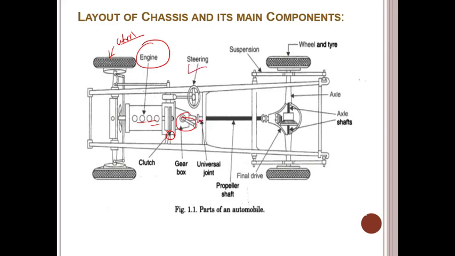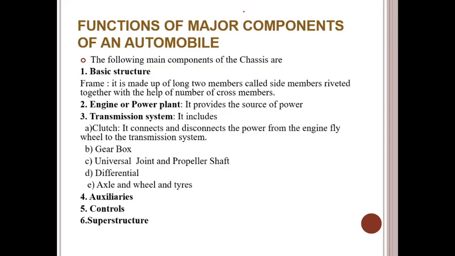There is a universal joint which connects the gearbox and this propeller shaft. This propeller shaft, once again by this universal joint, is connected to the differential. The differential consists of the shaft, axles, and some gears. This gear we have to discuss. This is another, the wheel and tires. There is a suspension also. So these are the various layouts of the chassis and its main components.